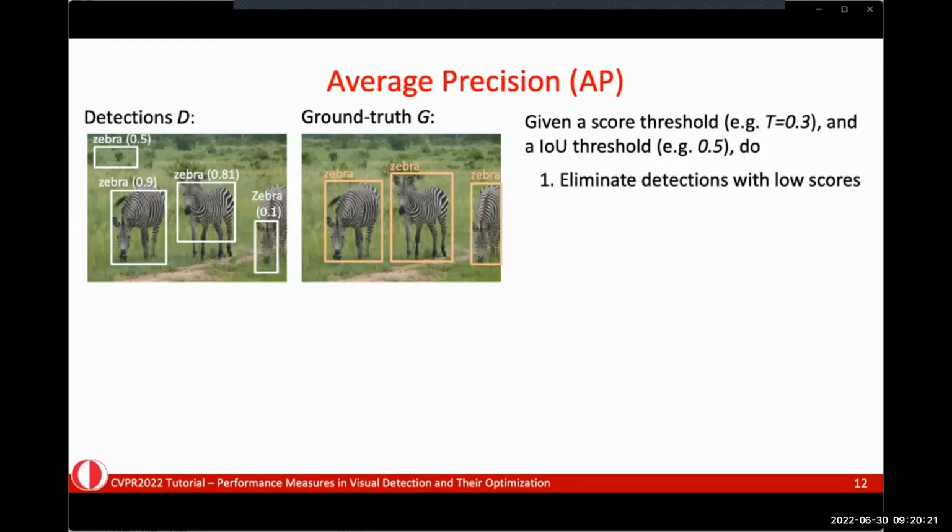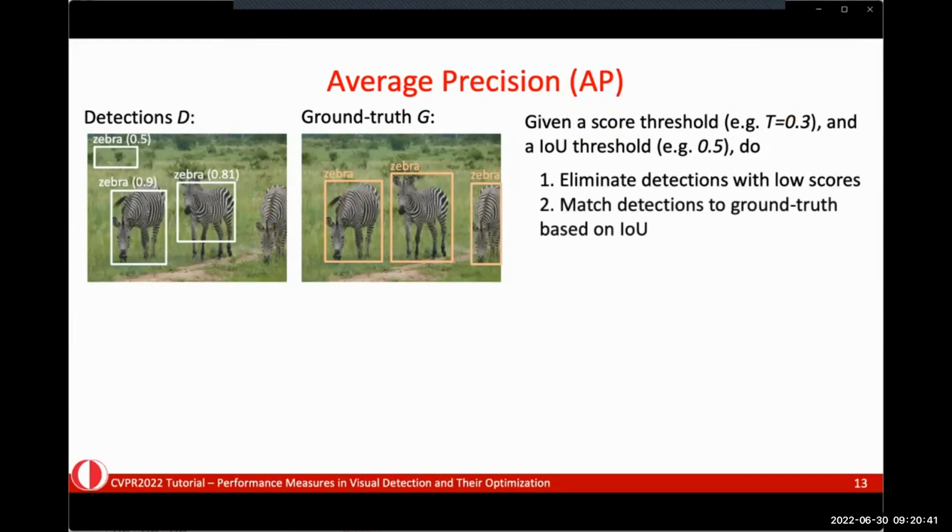On this particular example, there is one detection with a score lower than 0.3. This detection has score 0.1. So according to this threshold, it needs to be eliminated. So we eliminate it.